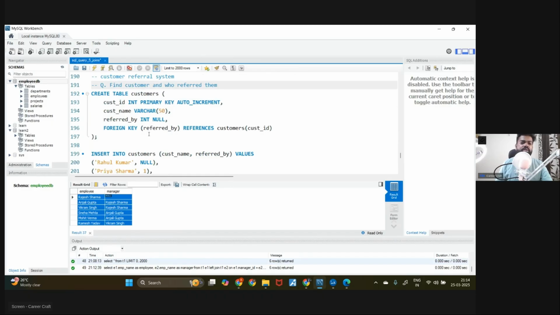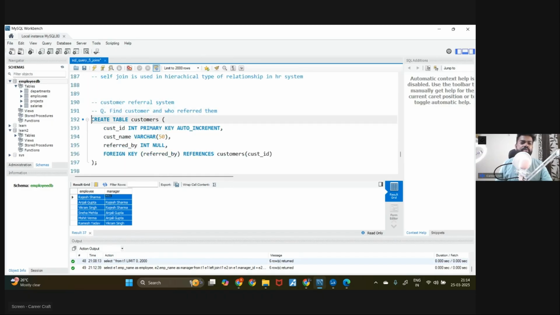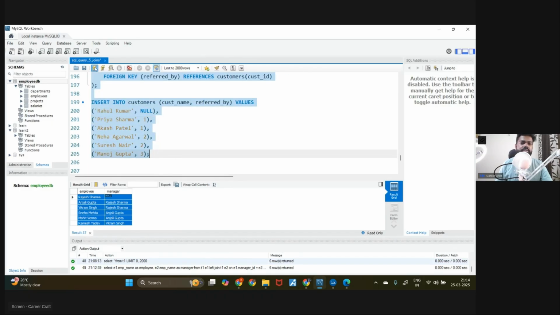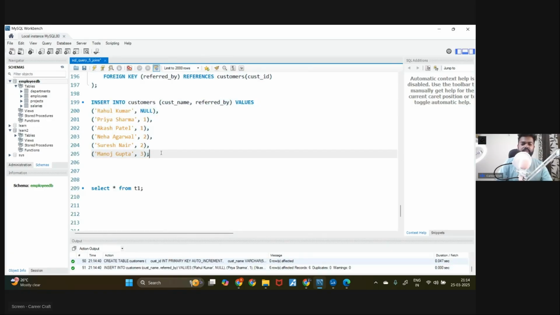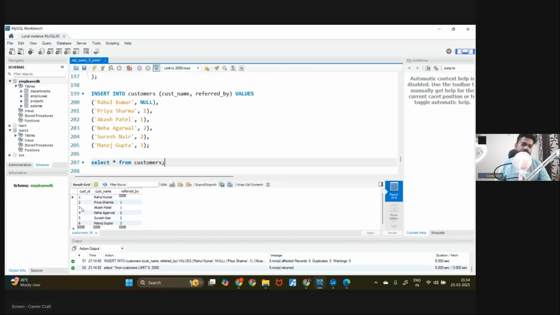Now, first of all, see how the table looks. I will just copy this, select asterisk from customers. So it looks like this: customer ID, customer name, referred by. Now you want the customer name and whoever has referred them. So you have to answer this quickly.